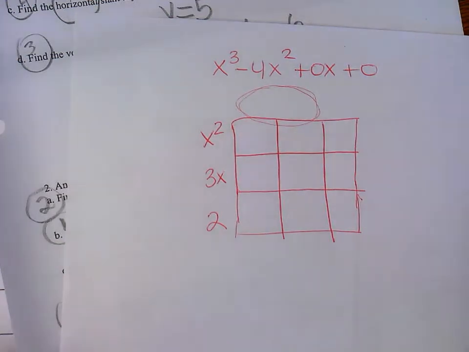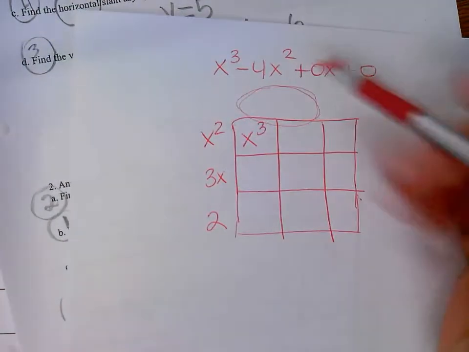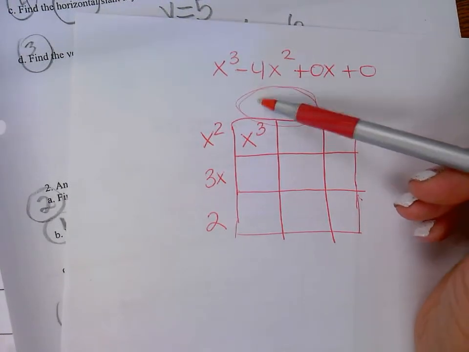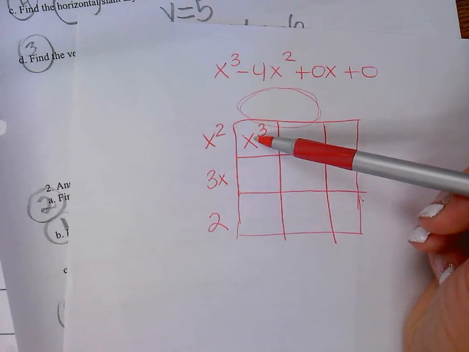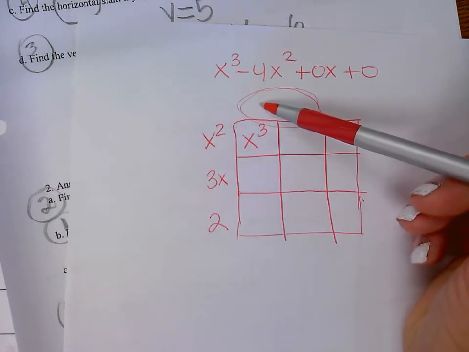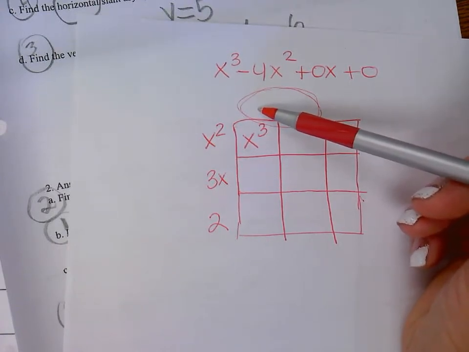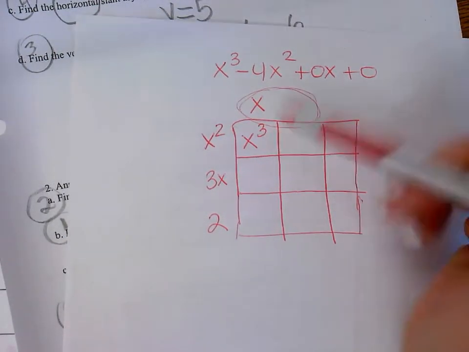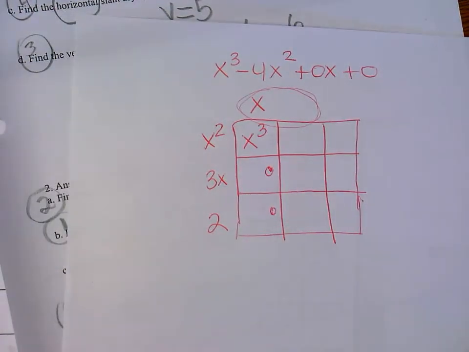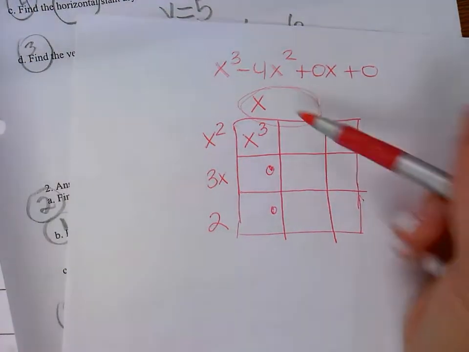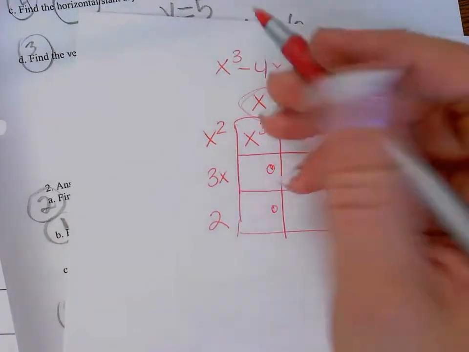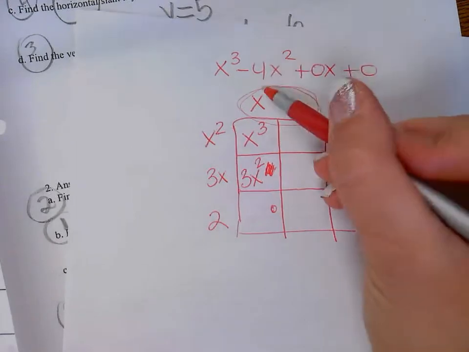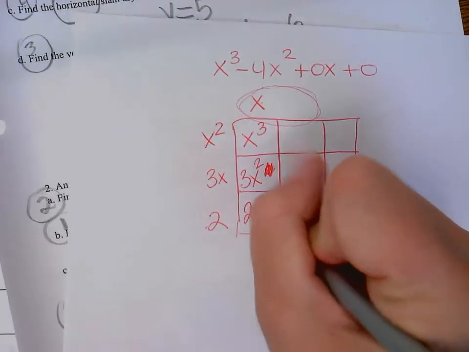All right, so I put x cubed here because that's the first term of my dividend. Then I need to figure out what goes in my quotient so that this times x squared gives me x cubed. So this term has to be what? Just x. X times x squared is x cubed, and now I do these 2 boxes underneath by multiplying. So I do x times 3x, and I get 3x squared. Oops, I shouldn't have written that there. And then x times 2 is 2x.